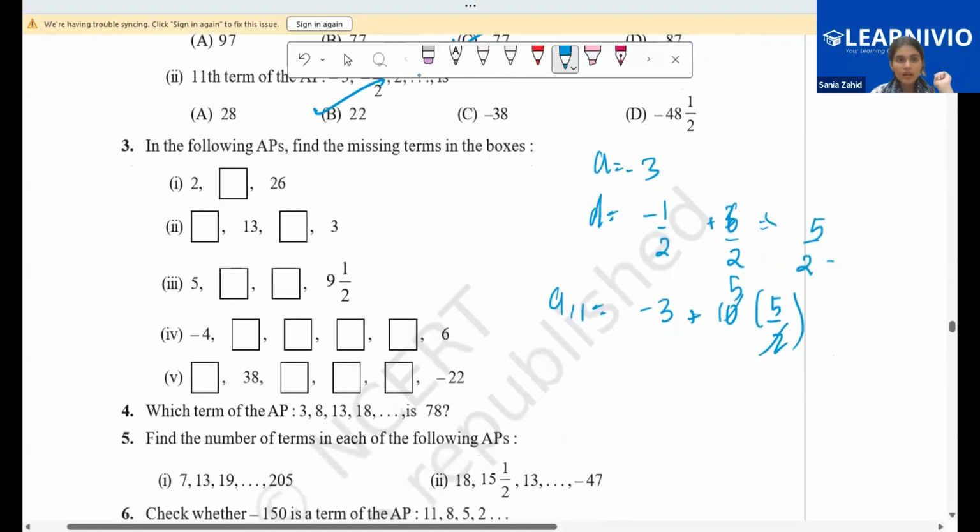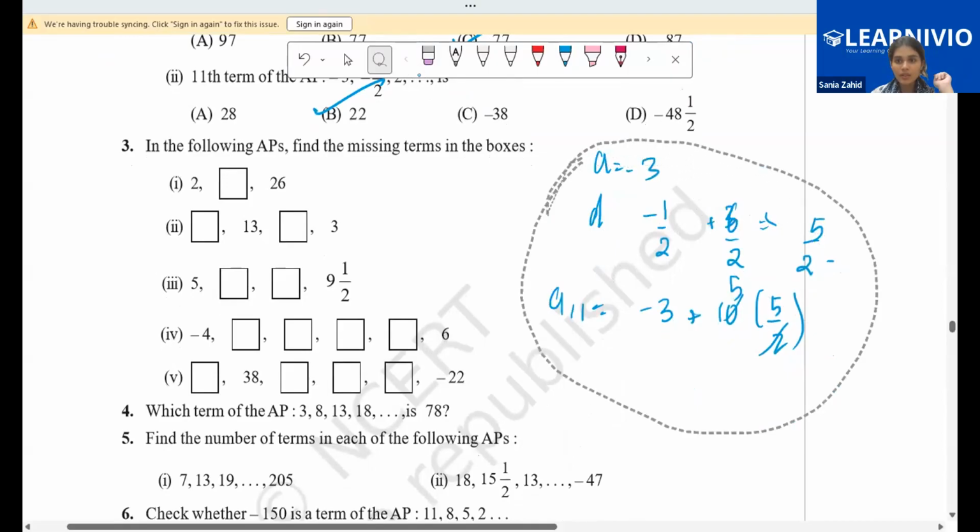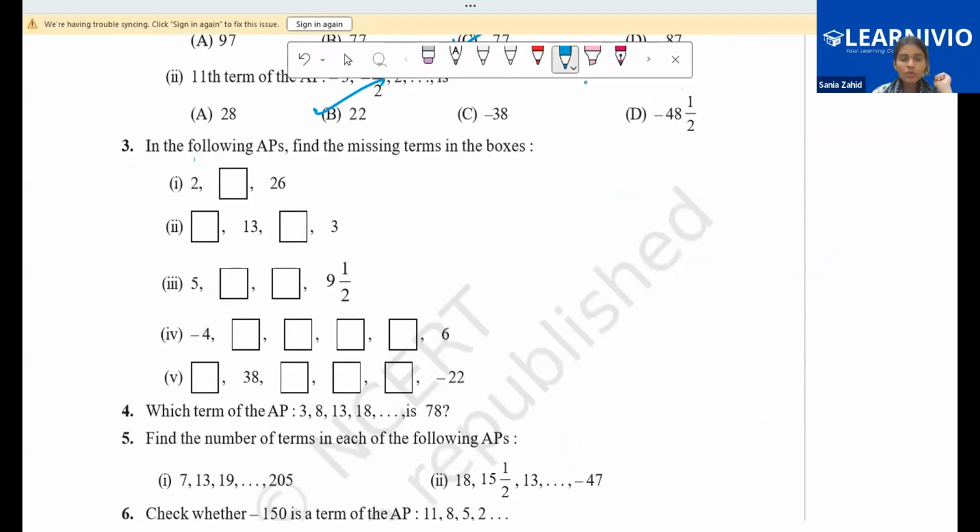Correct. Now the third question says to find the missing terms in the AP. Look over here. How do you find the missing term? The first term is 2, so a is 2. And what is the third term? The third term is 26. So if I use the formula for a3, what do I get?